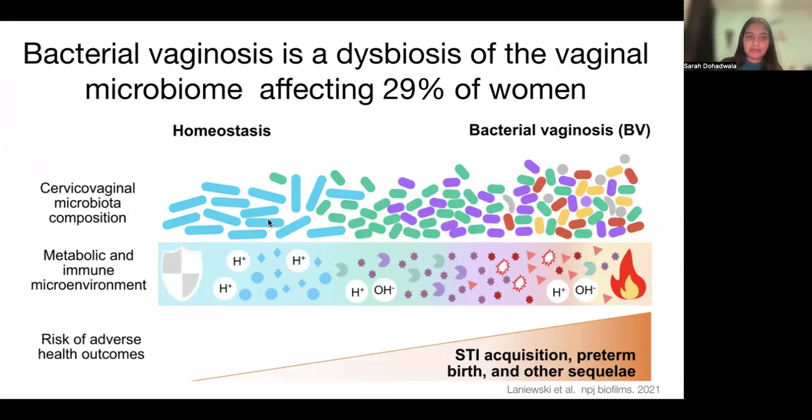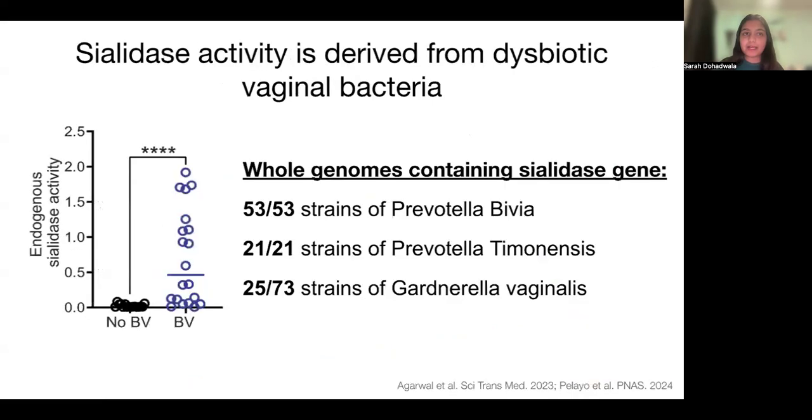So in this diagram, a healthy microbiome or homeostasis is depicted with these blue bacillus bacteria that represent lactobacillus, and these are correlated with a relatively quiet immune and metabolic environment and a low risk of adverse health outcomes. Conversely, BV is characterized by a diverse polymicrobial environment where lots of different inflammatory small molecules and cytokines are present, and the pH is much higher, and this is correlated with increased STI acquisition and other reproductive problems like preterm birth and sequelae.